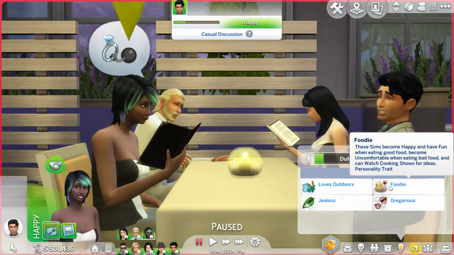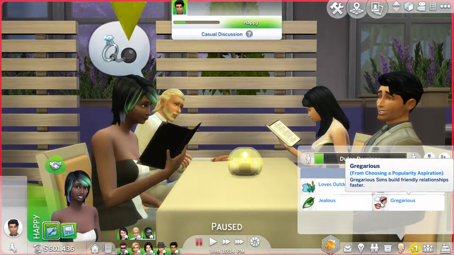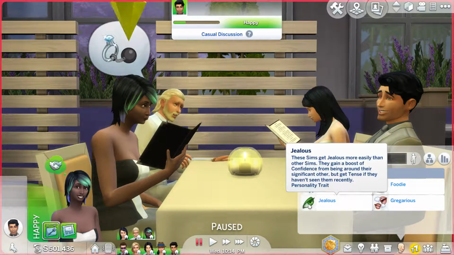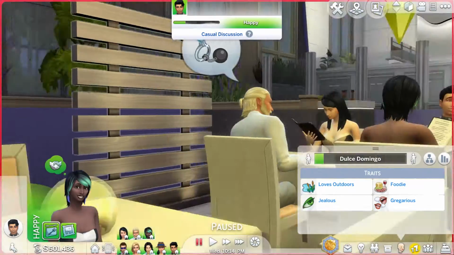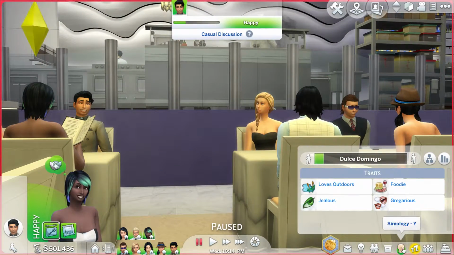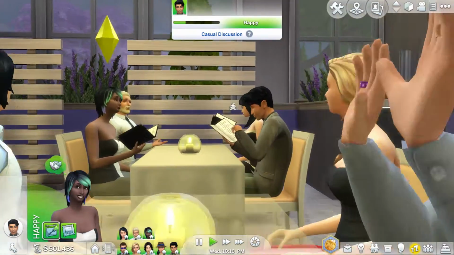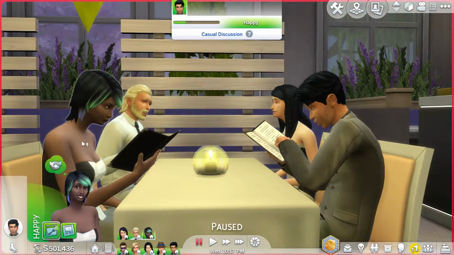Foodie. These Sims become happy and have fun when eating good food, become uncomfortable when eating bad food, and can watch cooking shows for ideas. It's a personality trait. She's gregarious, which means she likes to talk a lot, and she gets jealous very easily. Okay, so those are the only personality traits we'll work on today. And let's go ahead and take a look and see what happens. So let's get these two talking.